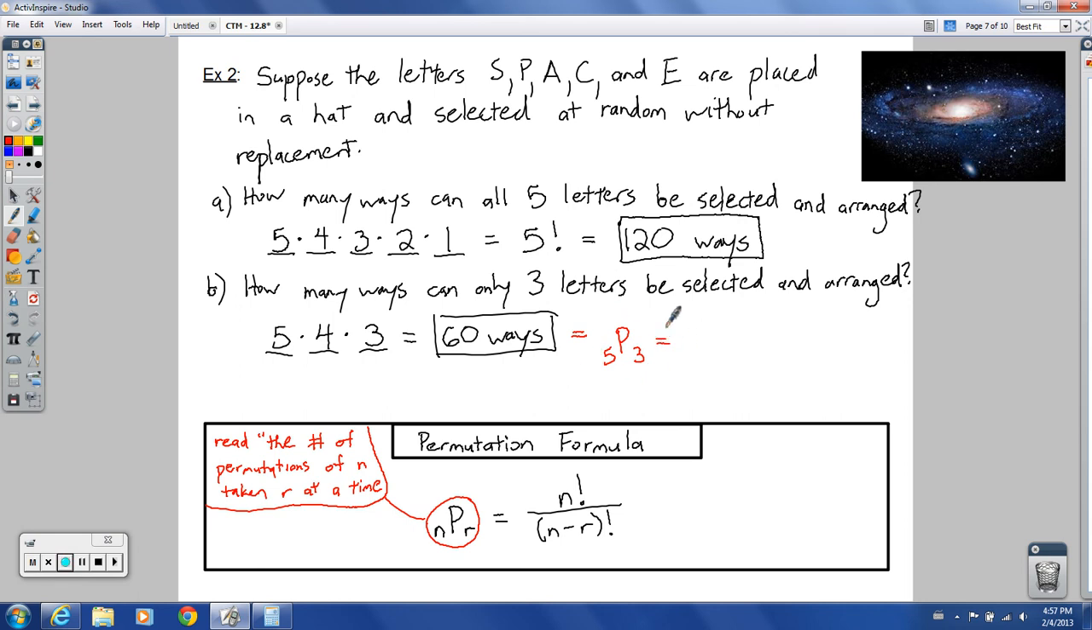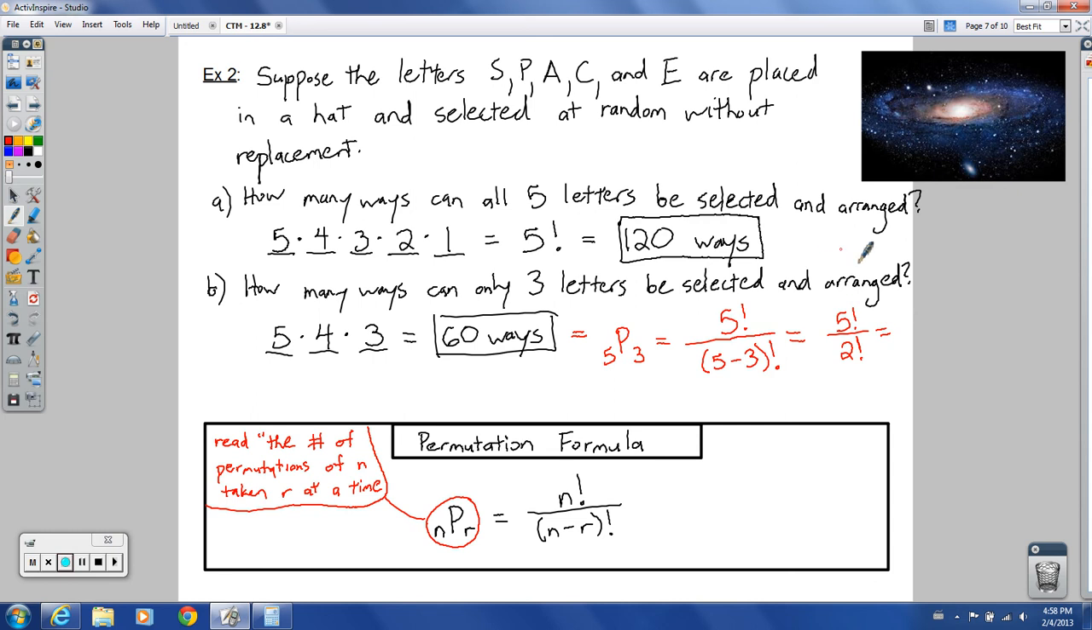And so this is going to equal, we'll put it into the formula. It's 5 factorial, or, no, I will, 5 factorial! I'm kidding, I will do that. Okay, 5 factorial over 5 minus 3, n minus r, factorial! Woo! Alright, 5 factorial is the same thing as 5 factorial. 5 minus 3 is the same thing as 2. So we have 5 factorial over 2 factorial.